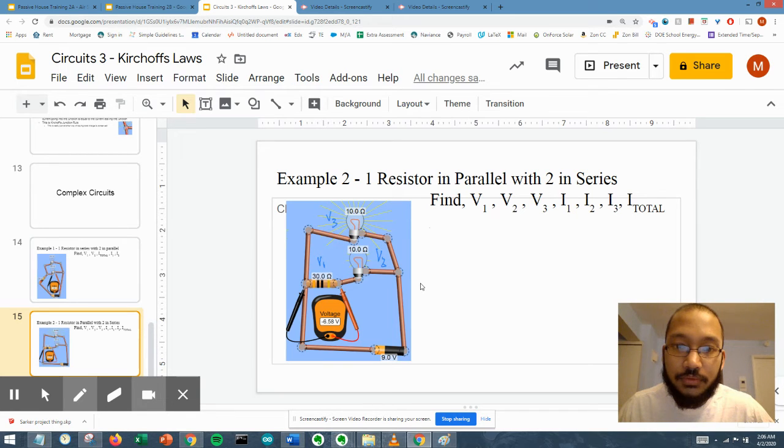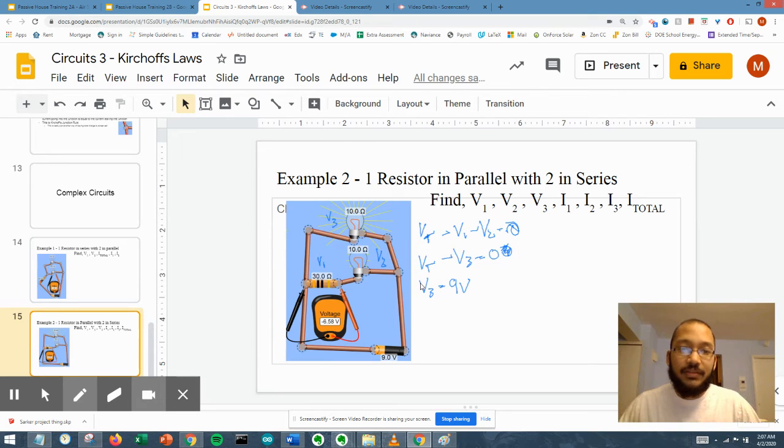Okay, so the loop rule first. So Vt minus V1 minus V2 equals 0. And also Vt minus V3 equals 0. So actually just automatically, I know if Vt is 9 volts, then V3 is equal to 9 volts. That's also just Vt minus V3 is equal to 0. So V3 is also 9 volts.